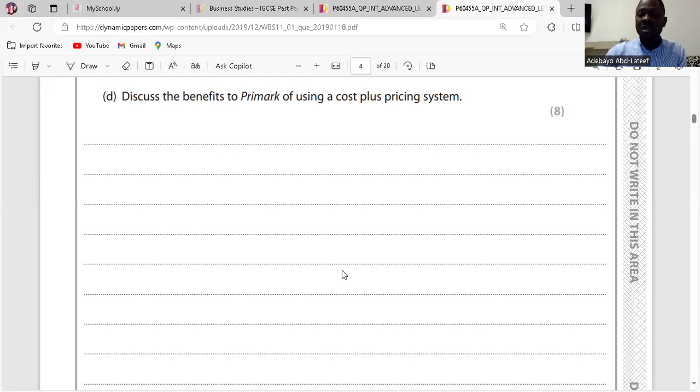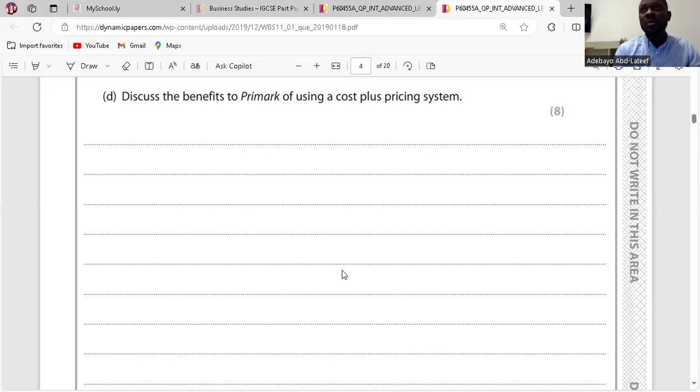So what are the benefits of using cost plus pricing? One, it is a simple way of calculation, especially for businesses that have a large business portfolio. It's easier to calculate. Two, it shows the profit that could be made if the products are sold. Because you are using cost plus pricing, it means if the products are sold, you'll be able to make profit. You'll be able to know the potential profit you'll be making.